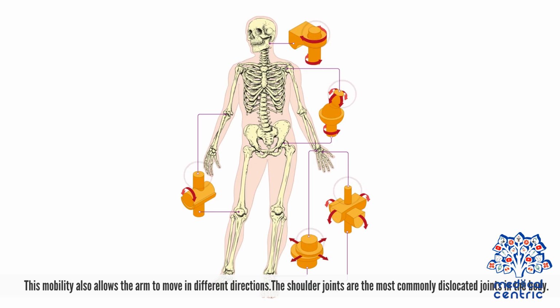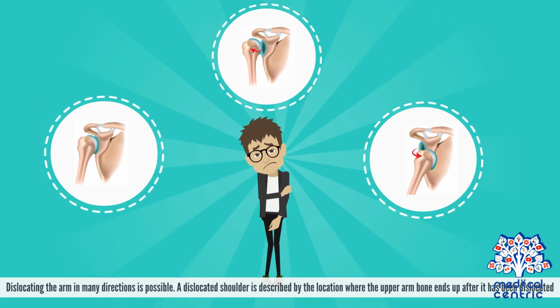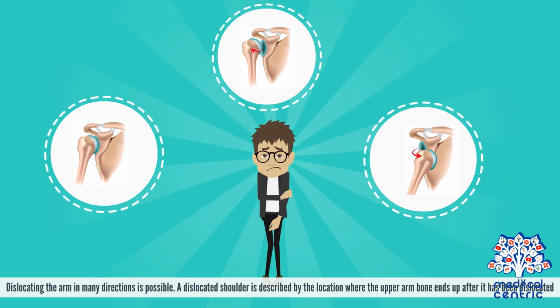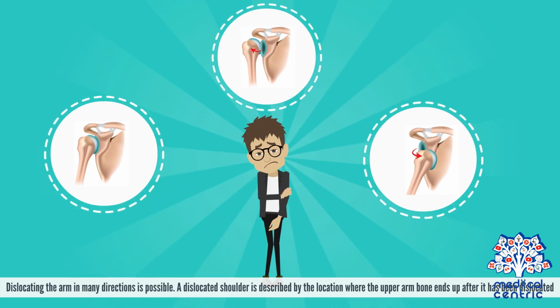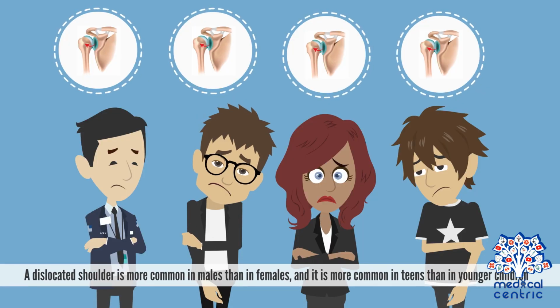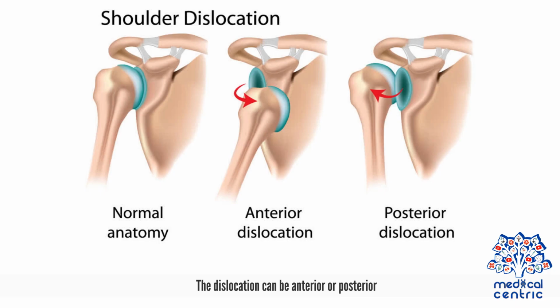This mobility also allows the arm to move in different directions. The shoulder joints are the most commonly dislocated joints in the body. Dislocating the arm in many directions is possible. A dislocated shoulder is described by the location where the upper arm bone ends up after it has been dislocated. A dislocated shoulder is more common in males than in females, and it is more common in teens than in younger children. The dislocation can be anterior or posterior.